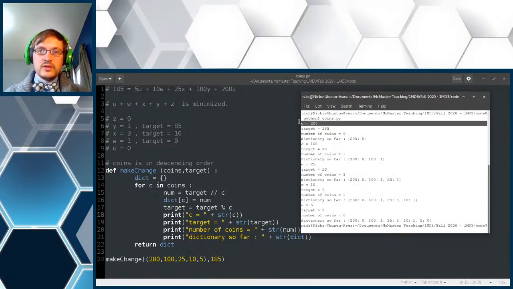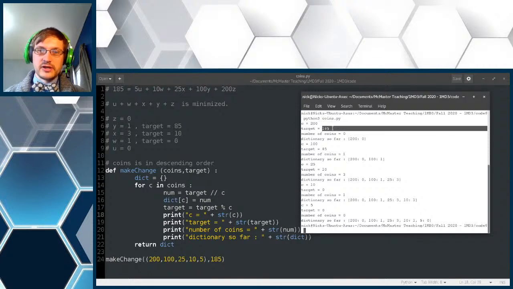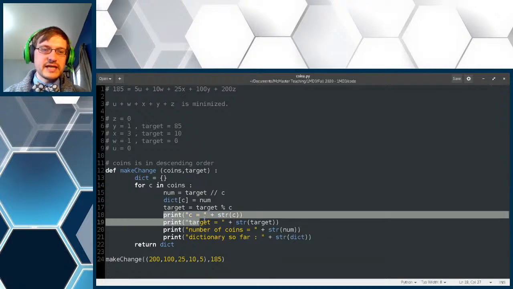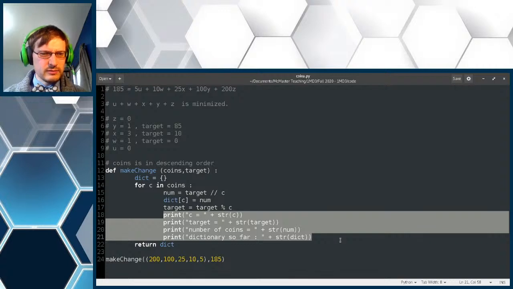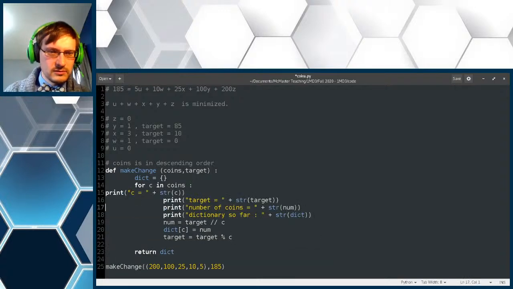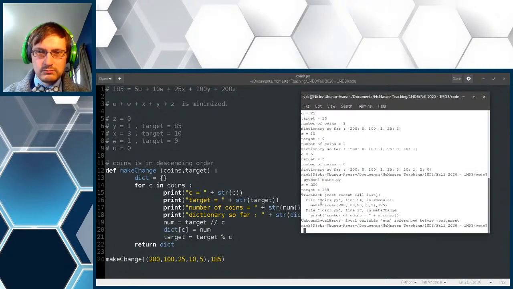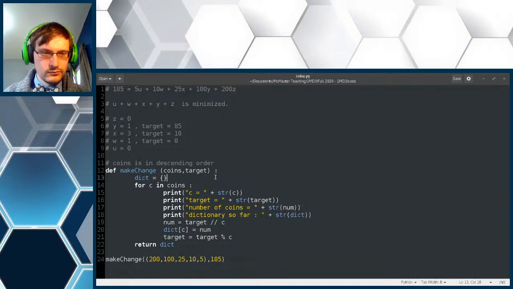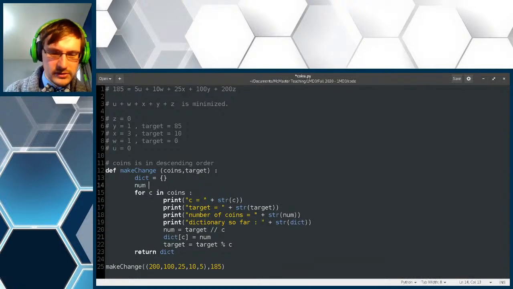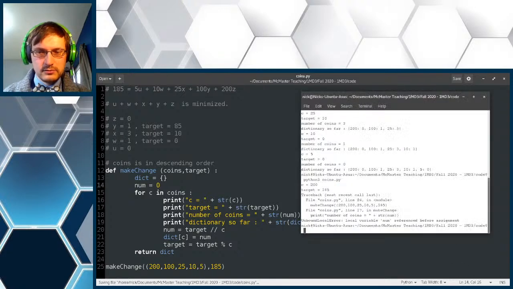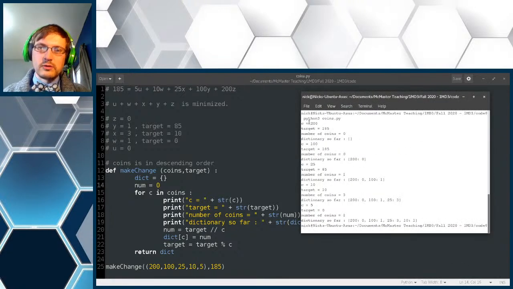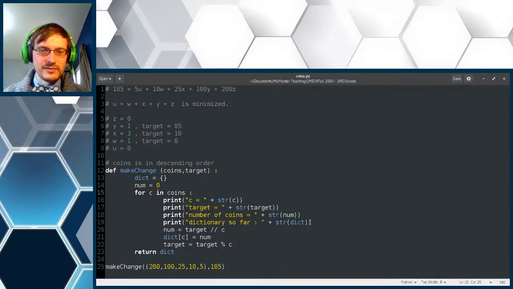There we go. So, on our first round, C is equal to 200. Our target was 185. Now, keep in mind this is printing out after. Yeah, I should probably put it at the beginning, eh? Otherwise, there'll be a mismatch. Oop, unbound local error. Num equals 0. I think that'll help. There we go. So, for C equals 200, okay.